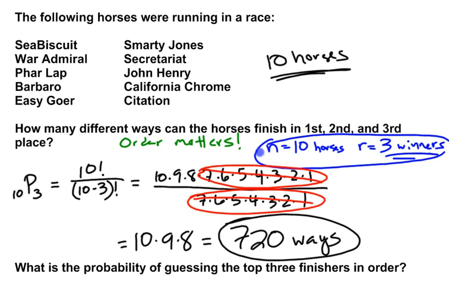And of course, that's based on the fact that they would all be equal, and we were just guessing at the ways they could finish. All right, so that said, we're going to try and guess the order that these horses are going to finish as a contest, see if we can win something. What is the probability of guessing the top 3 finishers in order?